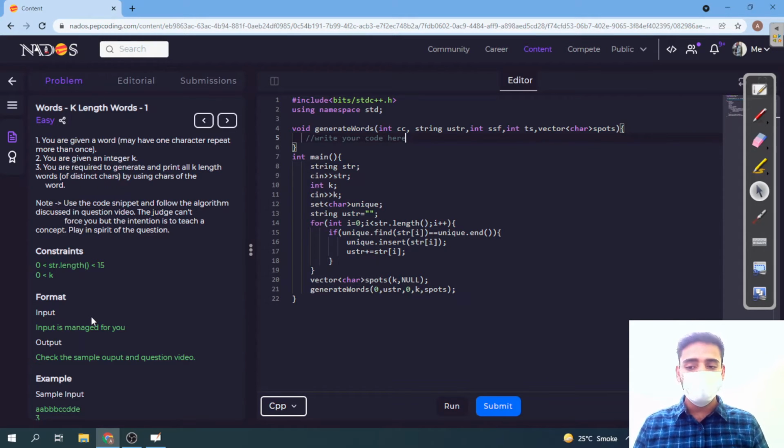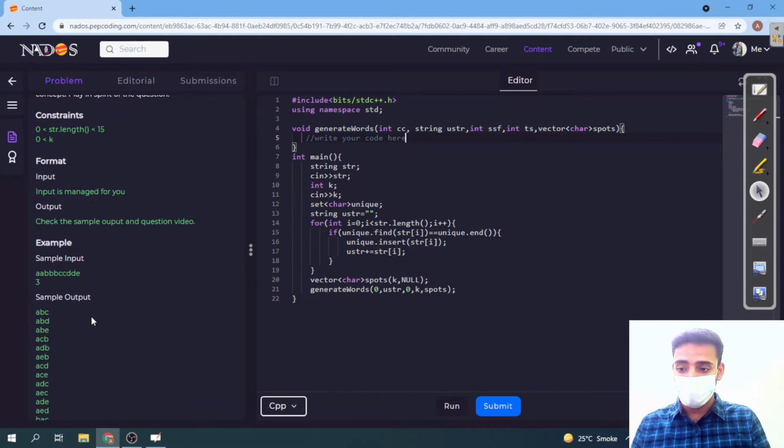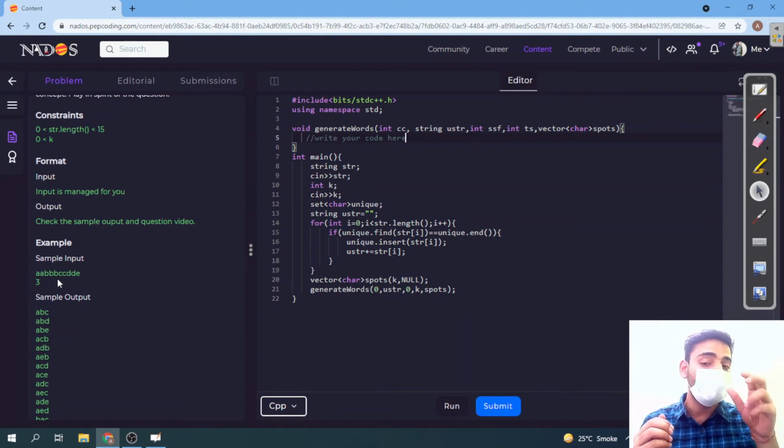Today we are here to solve a question, named Word Scale and Words One. In this question we are given a string and an integer value. We have to pick k distinct characters from that string and make our answers of length k.